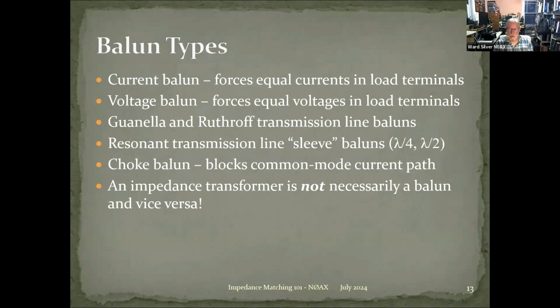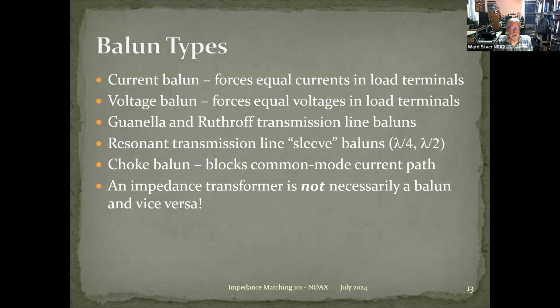A voltage balun forces equal voltages in load terminals. It sounds like it's totally equivalent, but if each one of the load terminals does not have the same impedance, you won't get the same current. For example, if you have your dipole, and like most dipoles I know, they're not completely symmetric with respect to ground. One end is higher than the other, or something like that. Okay, the different legs have different impedances at the feed point. If I drive them with equal voltages, I'm not going to get the same current in each leg. So the voltage balun isn't typically as effective for antennas.